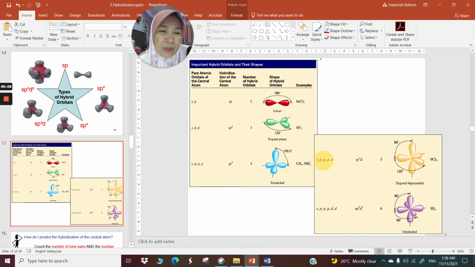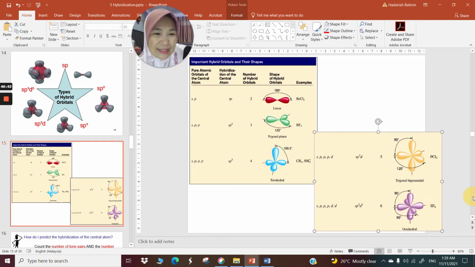so you get tetrahedral. And when you're mixing the S with 3 P's and D, you get sp3d, and 5 of those hybrid orbitals of sp3d give the shape of trigonal bipyramidal, an example of which is PCl5. And then lastly, you're mixing 1 of the s orbitals, 3 of the p orbitals, and 2 of the d orbitals to make sp3d2. And there are 6 of them. When you combine them together, you get octahedral, and the example is SF6.